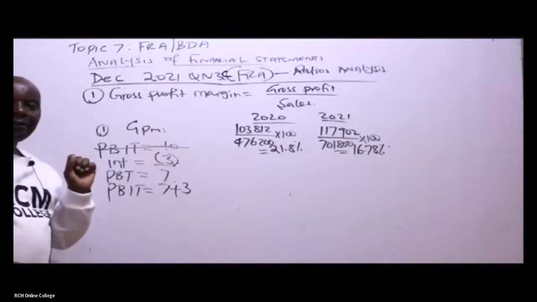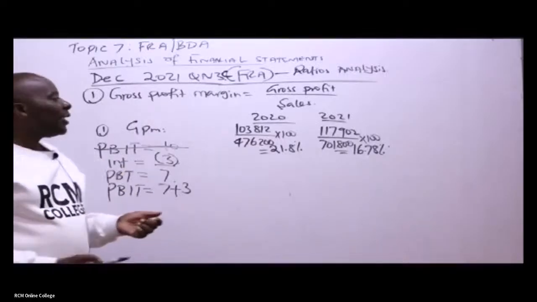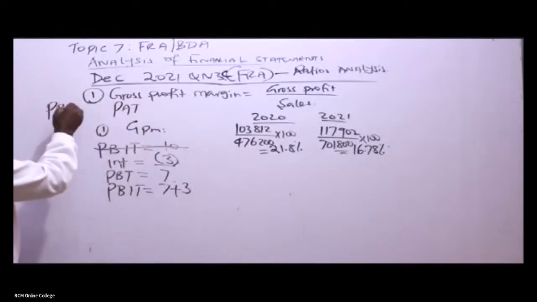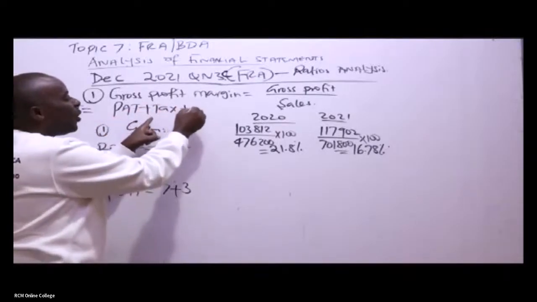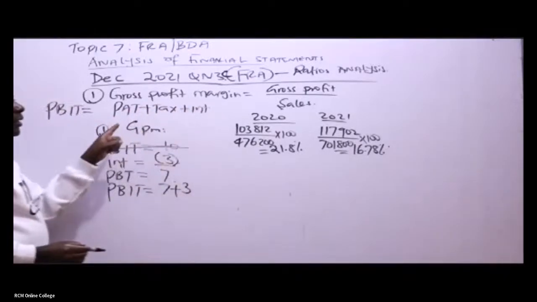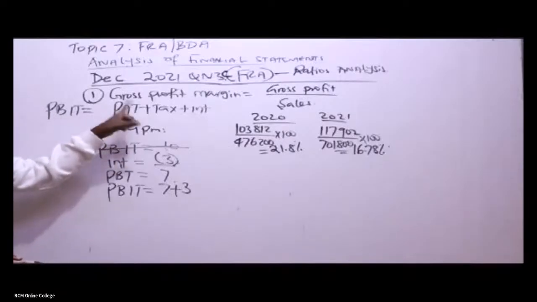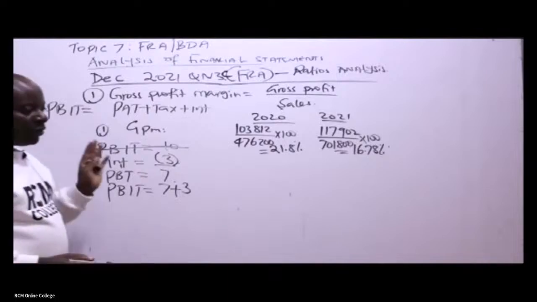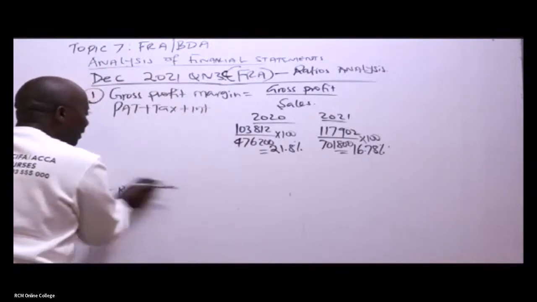And at times they even give you profit after tax. If they give you profit after tax and you want to get PBIT, what do you do? You add back tax, and then you add back interest, because this is profit before interest and tax. So you add back tax and you add back interest to get this PBIT. It's a very easy concept, really.